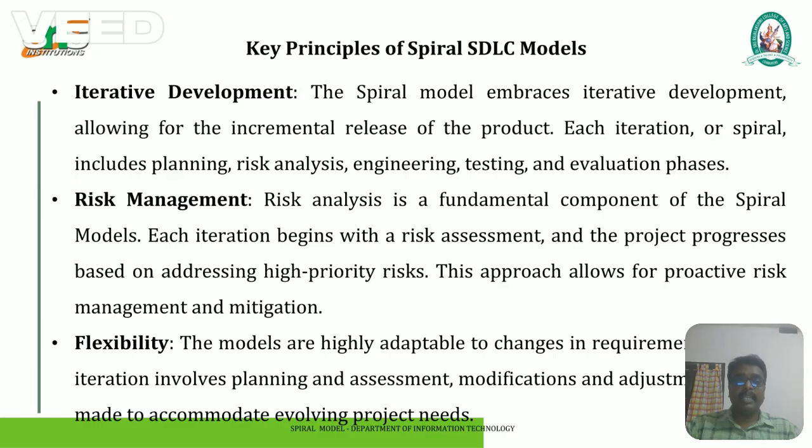The key principles of spiral SDLC models are iterative development, as I told you earlier. It embraces iterative development and also allows incremental release of the product. Each iteration or spiral in its phase includes planning, risk analysis, engineering, testing, and evaluation. One above the other, you can consider it like new versions. One above the other, it is incremental. And risk management is the fundamental component of a spiral model, as I told you in the previous slide. Each iteration begins with the risk assessment, and it analyzes the progress based upon the priorities. Each approach follows proactive risk management and mitigation, and then the actual process is followed.